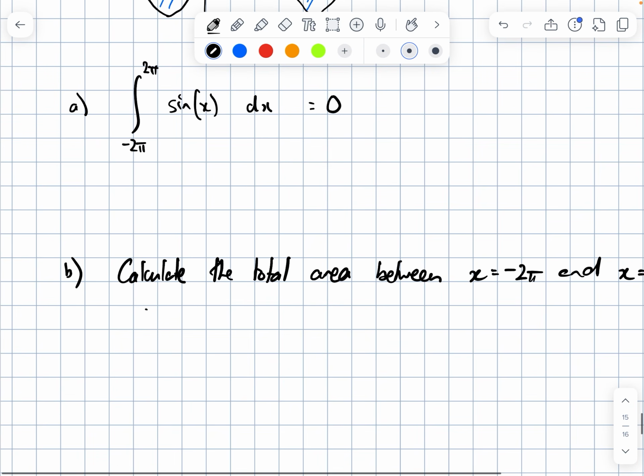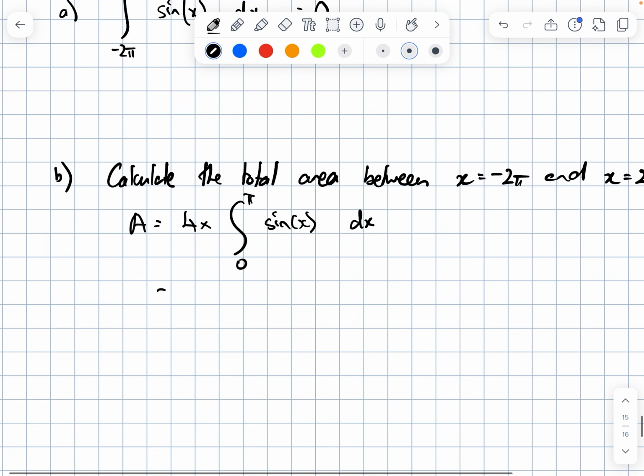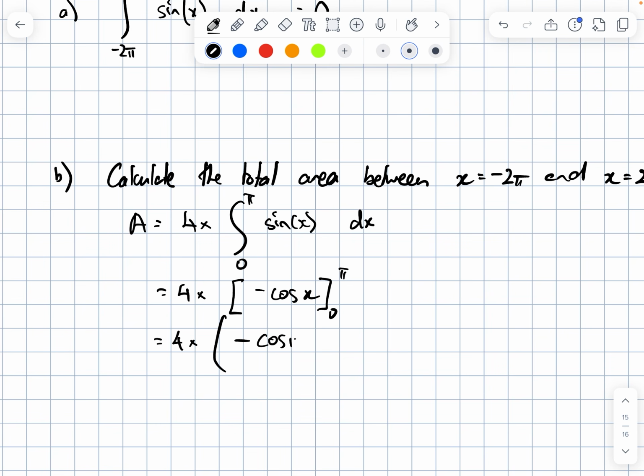Area equals 4 times the integral between 0 and pi of sine x, which gives us 4 times, sine integrates to negative cos, which gives us 4 times negative cos pi minus negative cos 0, which gives us 4 times, that works out to be 2, or 8 units squared.